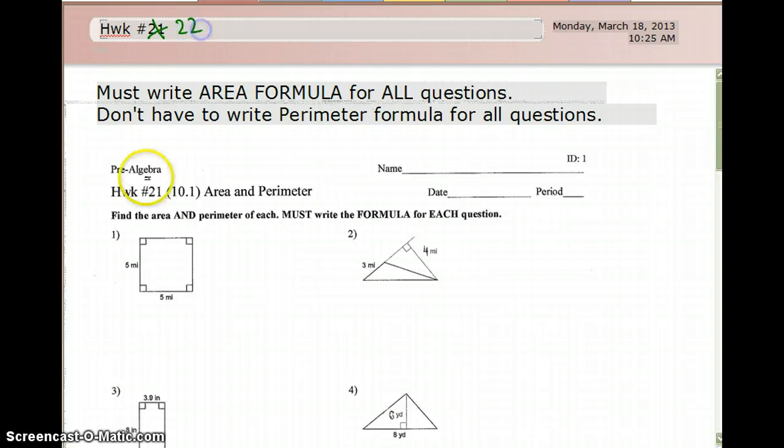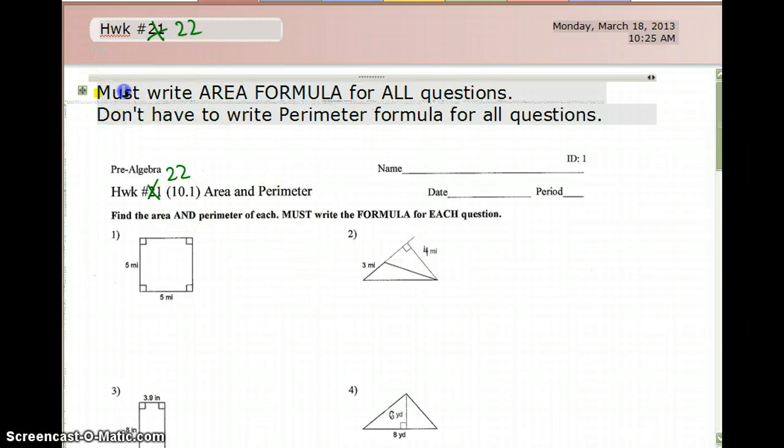So actually, please correct that on the worksheet. This is from section 10.1, area and perimeter. And for all the questions tonight, you must write the area formula for all the questions.